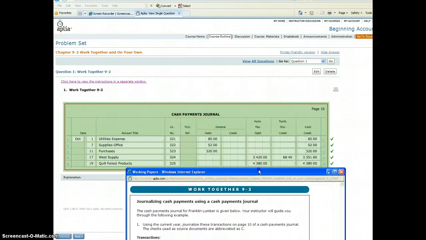So when we go to our special column, we put in our vendor who we're paying off, our check number, of course your date, and then put in accounts payable debit amount and cash credit.